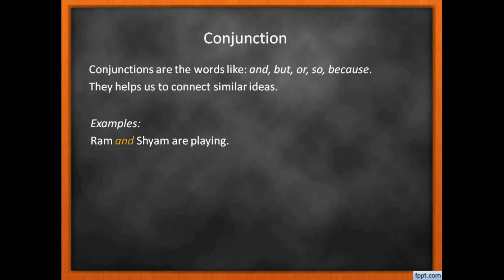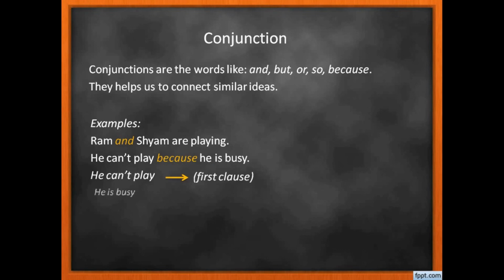Here is another example. He can't play because he is busy. He can't play is the first clause. He is busy is the second clause. Here the conjunction is because. He is busy tells about the reason. He can't play tells about the result. So he is busy, that is the reason. What is the result? He can't play. So both these sentences can be joined with the conjunction because.